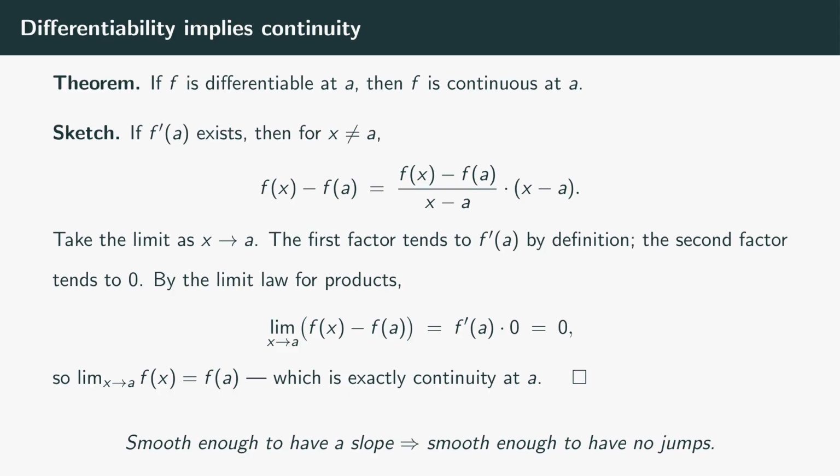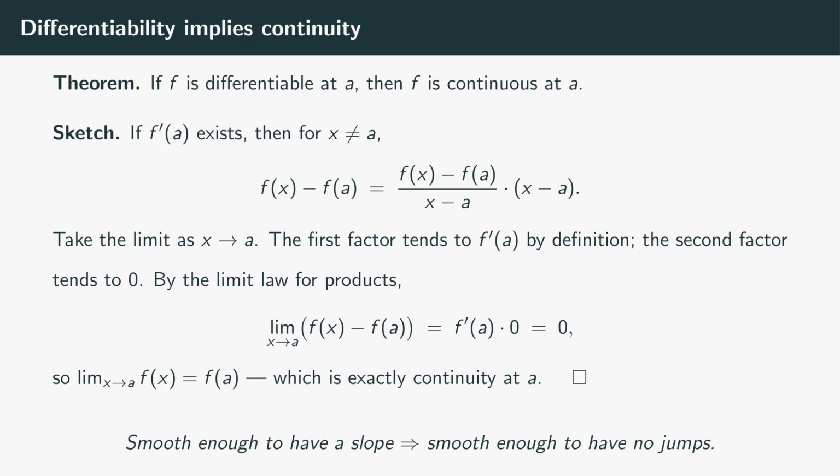A short theorem with a satisfying proof. If f is differentiable at a, then f is continuous at a. In words, having a derivative at a point is enough, by itself, to guarantee continuity at that point. Let me show you why. We want to prove that the limit of f of x as x approaches a equals f of a. That's the definition of continuity. Equivalently, we want the limit of f of x minus f of a to be 0.